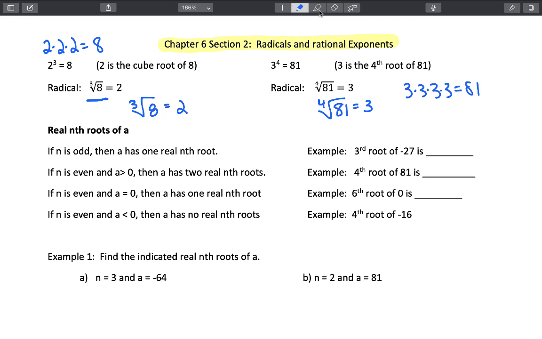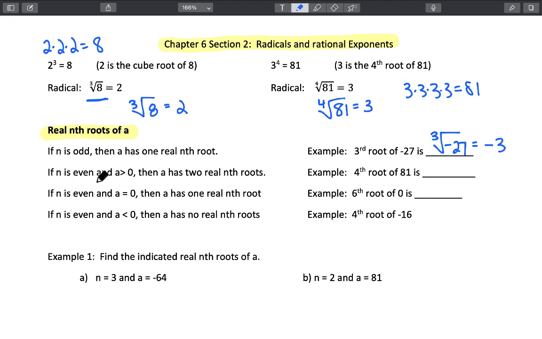All right, so there are some rules around nth roots of a number a, in order for them to be real numbers. So first of all, if n is odd, then a has one real nth root. We're going to give you an example of this. The third root of negative 27, that would be written as the cube root of negative 27. That has one real solution. And that real solution in this case would be negative 3.